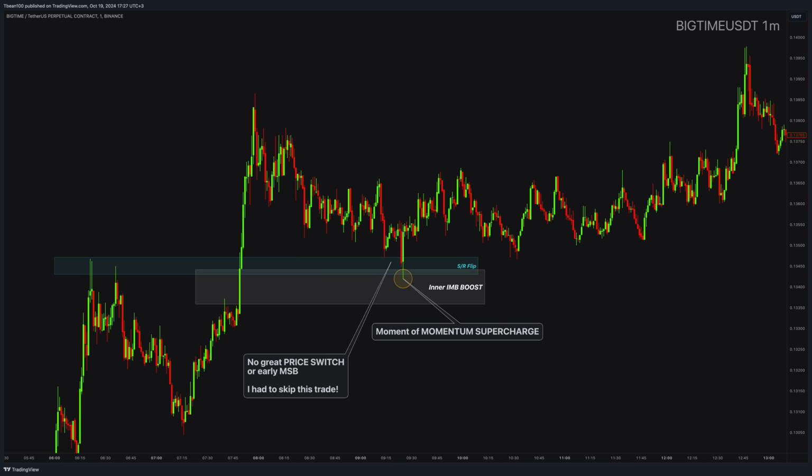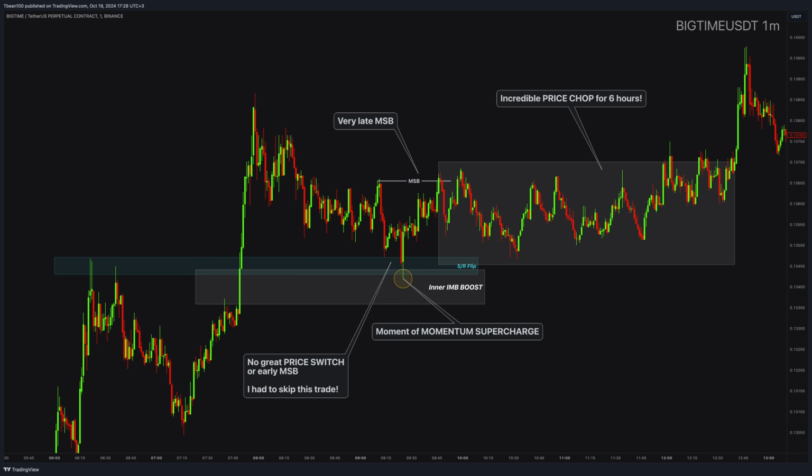The problem: there was no great early market structure break or no great rally strategy entry. As you can see, later on, structure breaks came with these hours of price chop. What is the result here? Great bias, great momentum, bad or late entry that I have missed.